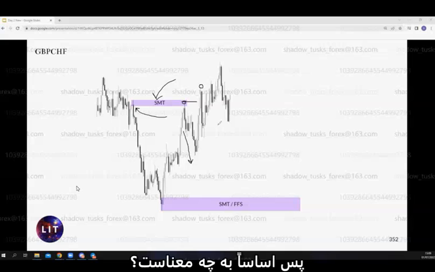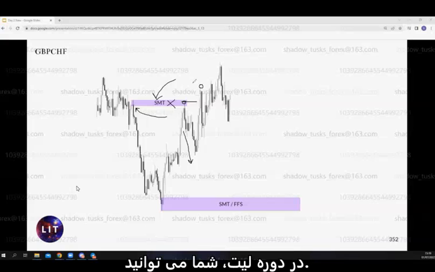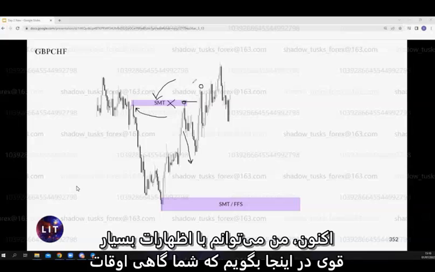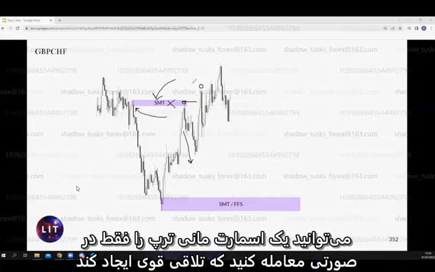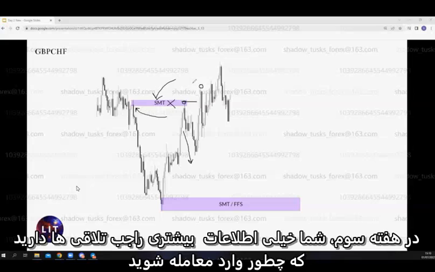So what does that essentially mean? Is this zone invalid completely? Now, I would say it's not necessarily invalid. In LIT, you can, and I would say can in very strong, bold remarks over here, sometimes trade a smart money trap only if it provides strong confluences. Again, you're taught more confluences next week, so don't worry. In week 3, you have a lot more confluences on hand on how to actually enter.